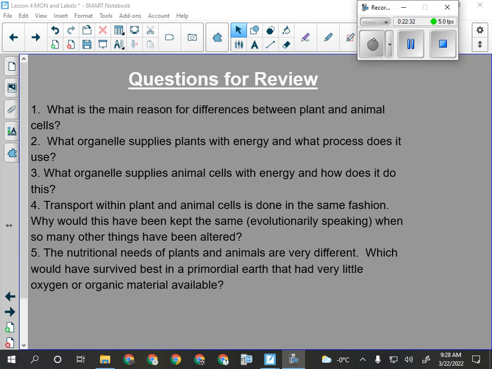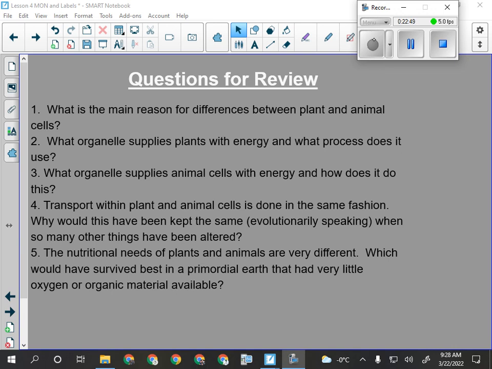Chloroplasts? You have to have water to keep the cell walls stiff so it doesn't leak. Well, that's actually just how it supports itself. What process does it use to make energy? Photosynthesis, right? Chloroplasts, photosynthesis, all we need for question number 2.